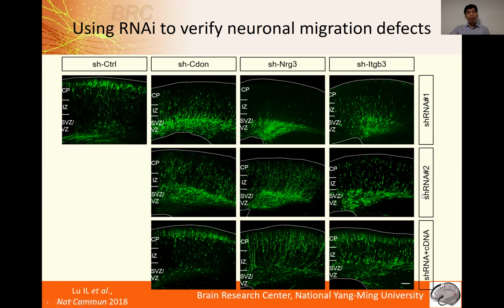So then we went back again to knock down each gene one by one and look at whether these genes are really involved in this process. Again, we use shRNA to knock down these genes, and as a control, you can see most of the cells have migrated to the cortex. When we knock down these few genes, you can see a lot of cells are still arrested in the deeper layers. We can also rescue these migration defects using a cDNA.